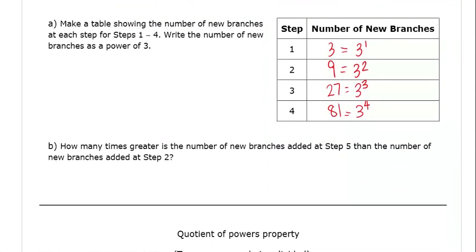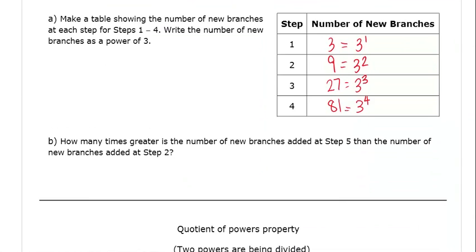So now the question wants to know how many times greater is the number of new branches added at step 5 than the number of new branches added at step 2. So if we did one step further, step 5 would be 3 to the 5th power. If we want to know how many times greater, we can divide. So we can say 3 to the 5th is what we're starting with. At the end, we want to know how many times greater is it than 3 squared.